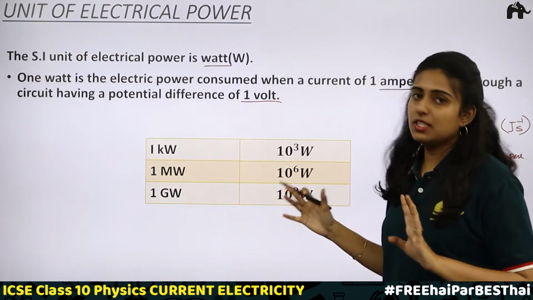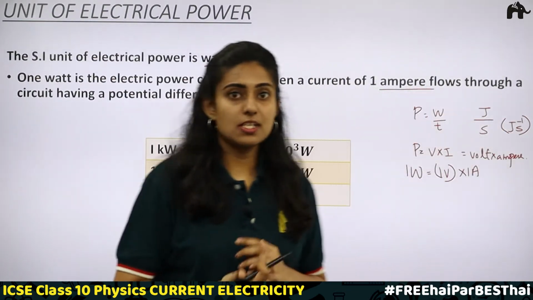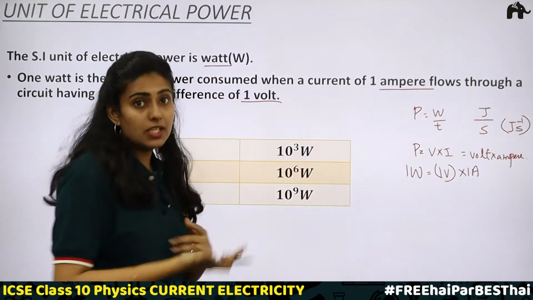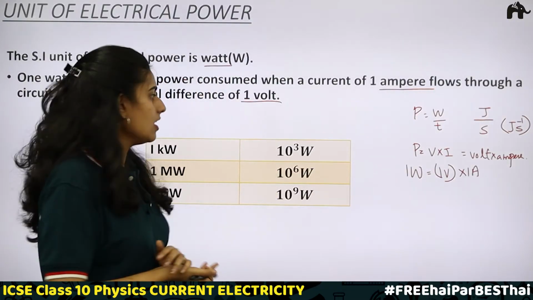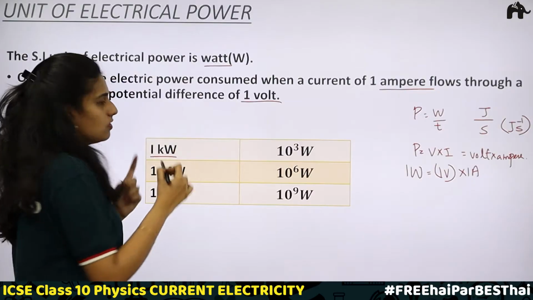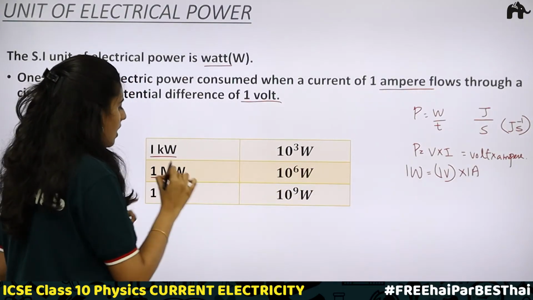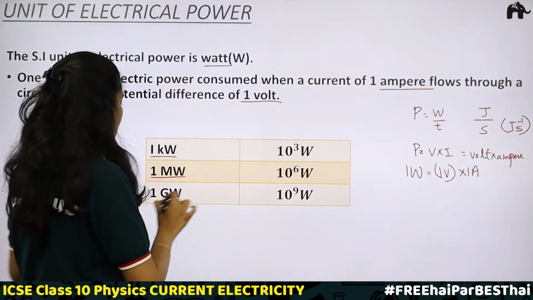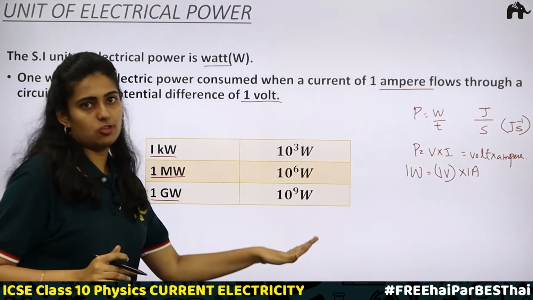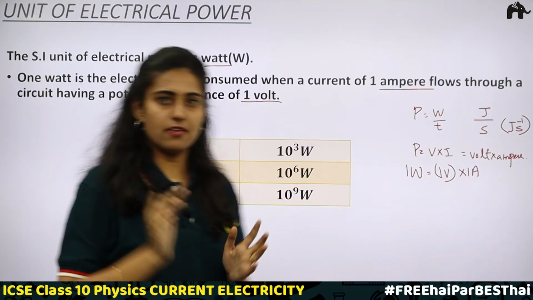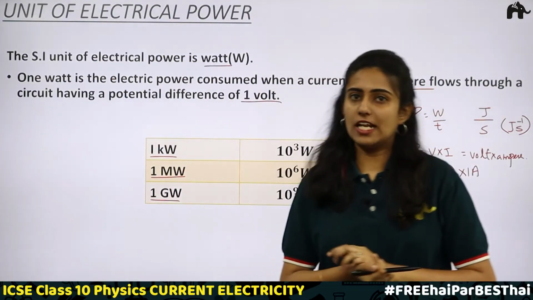Now we have bigger units. We have studied smaller units and bigger units. Here we'll be using the bigger units of power more. So what is 1 kilowatt? 1 kilowatt is 10 raised to 3 watts. Then 1 megawatt is 10 raised to 6 watts, and 1 gigawatt is 10 raised to 9 watts. So these are the units and the bigger units of electric power.